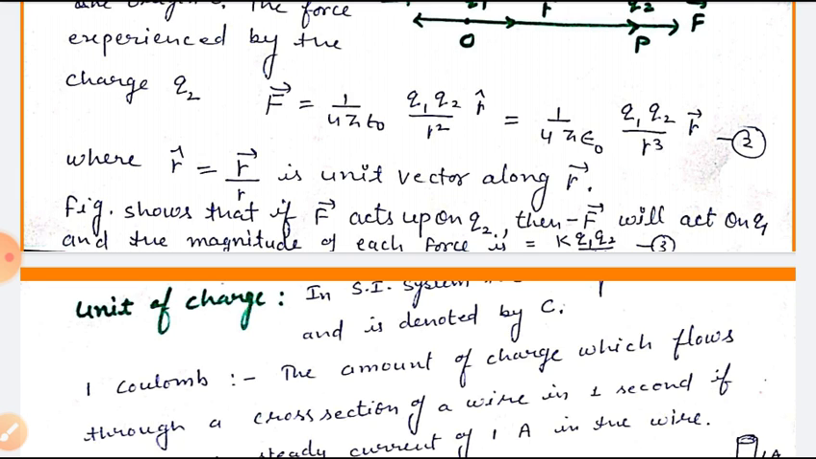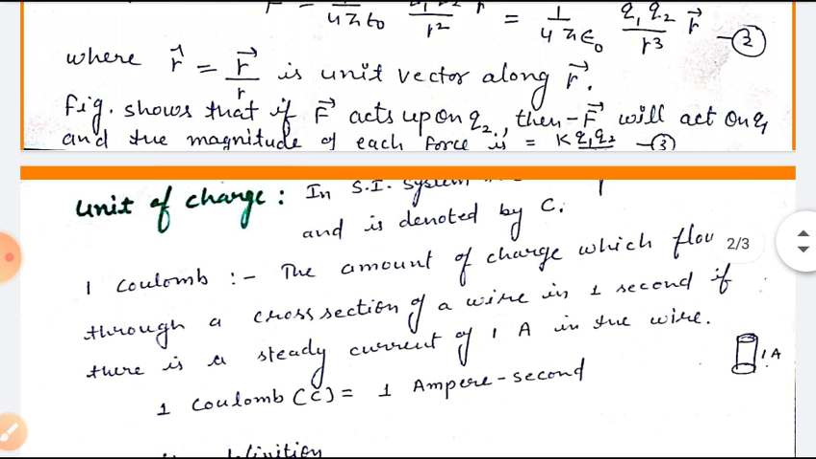Unit of charge. In SI system, the unit of charge is Coulomb and it is denoted by C. The definition of 1 Coulomb is the amount of charge which flows through a cross section of a wire in 1 second if there is a steady current of 1 ampere in the wire. It means 1 Coulomb is equal to 1 ampere second.